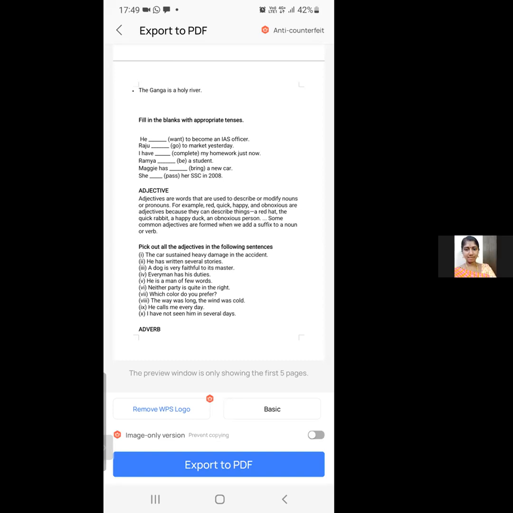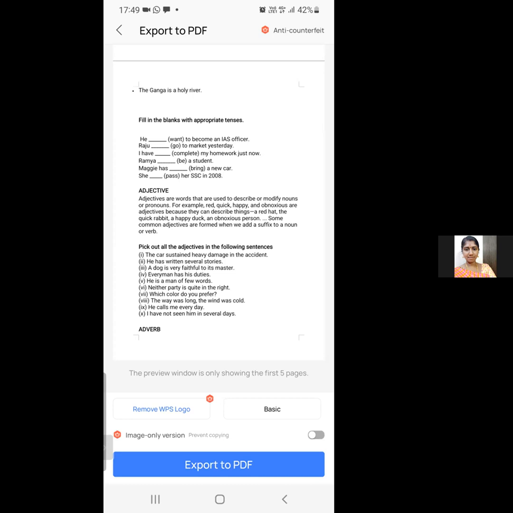Quite. Yes, quite. Which color do you prefer? Prefer. Which color? Which is the verb? Actually, which is used as an interrogative adjective as well as an interrogative adverb.